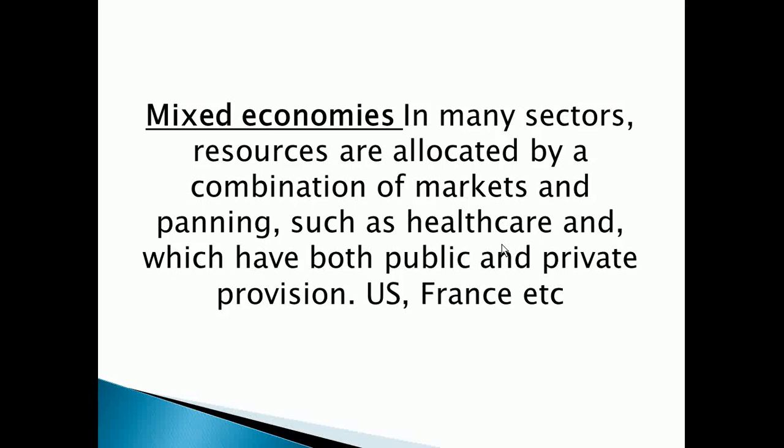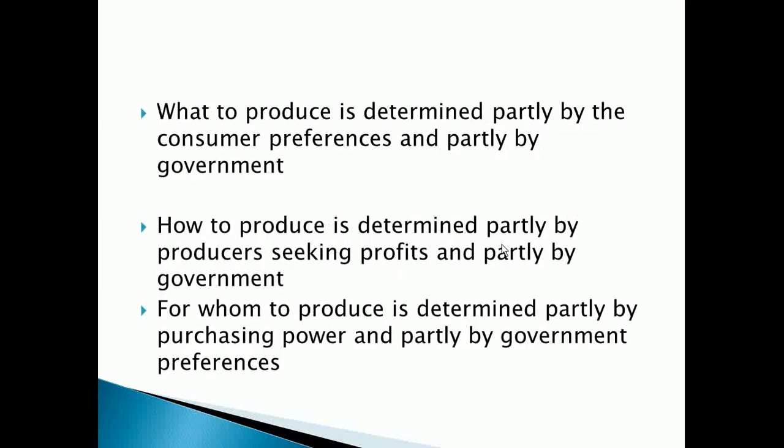A mixed economy answers the questions of what to produce, how to produce, and for whom to produce. What to produce is determined partly by consumer preferences and partly by government. How to produce is determined partly by producers. Of course, they are seeking profit, and so they must adopt the technique of production that is most beneficial to them, and partly by the government.